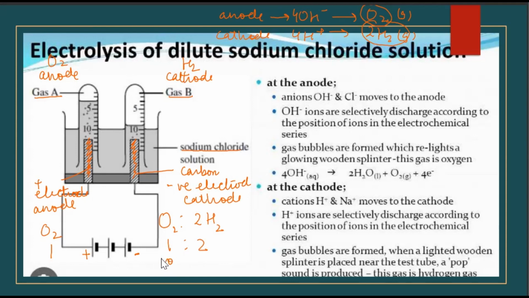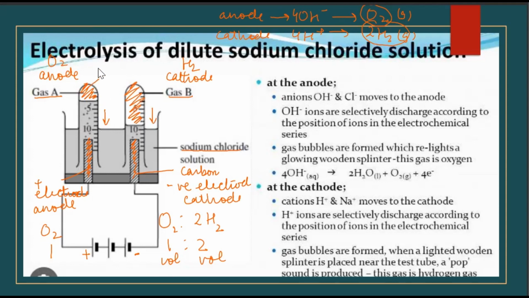We are getting oxygen and hydrogen in the ratio 1:2. We are getting 1 volume of oxygen and 2 volumes of hydrogen. That can be seen with the space here. The empty space here shows the water being pushed down, and as the water is pushed down, the gas is being collected in the inverted test tubes.